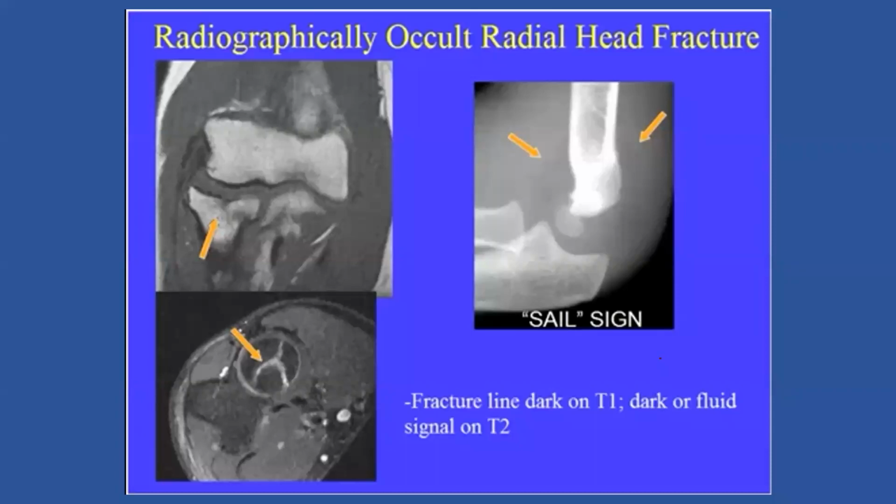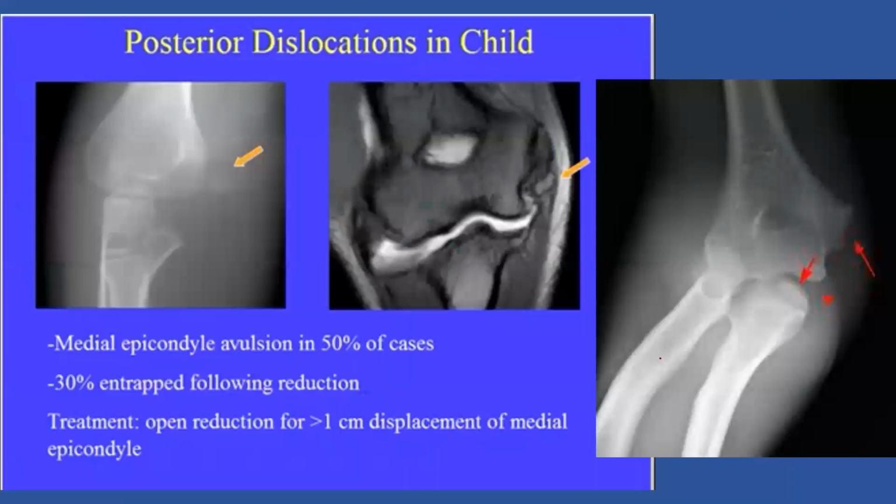You have to pay attention for fractures of the head of the radius. They show a fracture line that is dark on T1 and dark or fluid signal on T2. Pay attention to this. This is the head of the radius. You have to pay attention to falls in children where you can get an avulsion of the medial epicondyle, and on valgus deviation, the fragment might go into the joint, as is pointed out by the red arrows on the right-hand side. This is an indication that you need to operate.